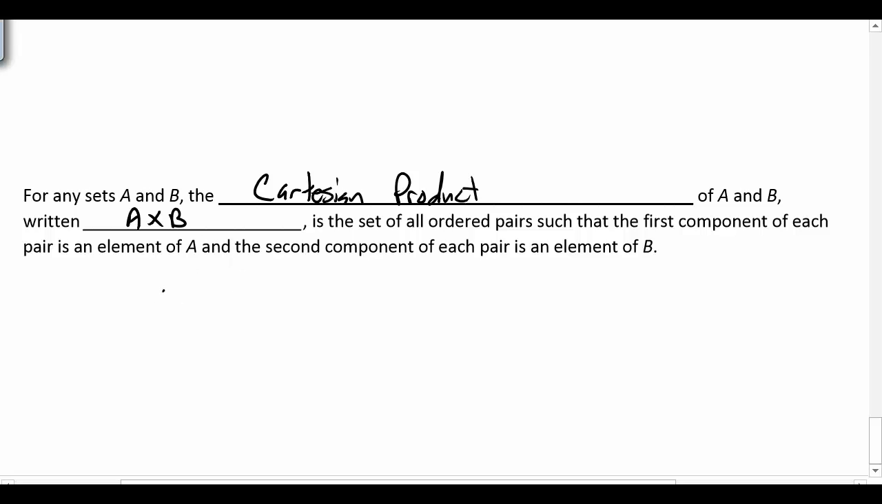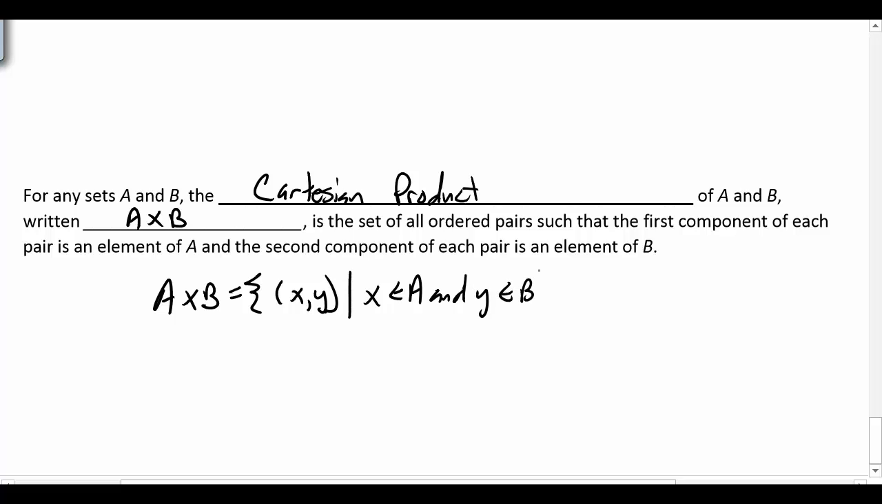Okay, so let me write this out. The Cartesian product A cross B is the set of ordered pairs, these are parentheses, (x, y), such that x is an element of set A and y is an element of set B. And again, we say this is A cross B. It's not A times B, because that's not what we're saying. A cross B is any ordered pair where I can take every number from X and partner up with every number from Y.